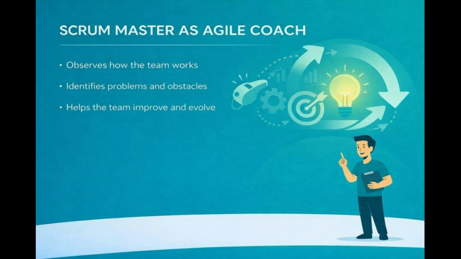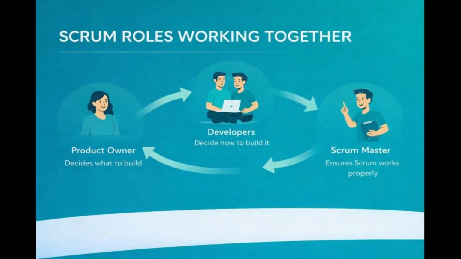Rather than telling people what to do, the Scrum Master asks the right questions. Where is the team getting stuck? What is slowing progress? How can collaboration improve? Their goal is to help the team become more effective, self-organizing, and resilient.